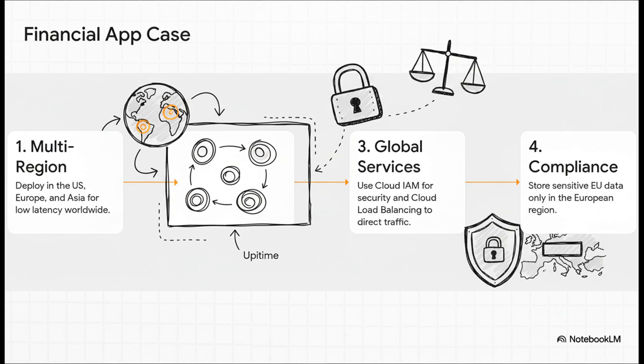Three, they use global services like Cloud IAM to manage who has access to what, and a global load balancer to direct traffic intelligently. Check. And four, and this is a big one, for compliance, they make sure all sensitive European customer data never leaves the European region. See? All the pieces, regions, zones, global services, they all click together to solve a really complex problem.